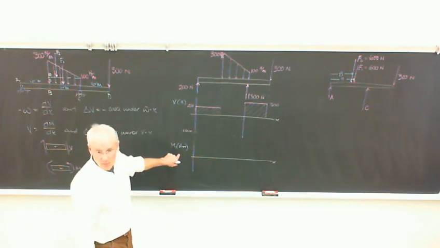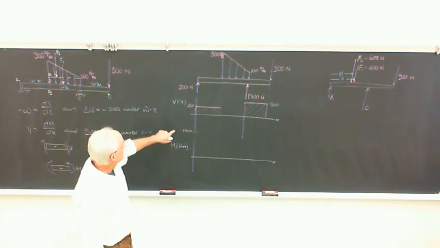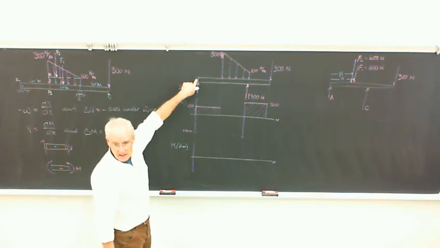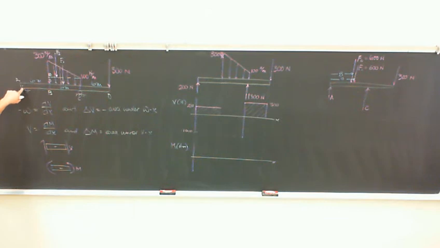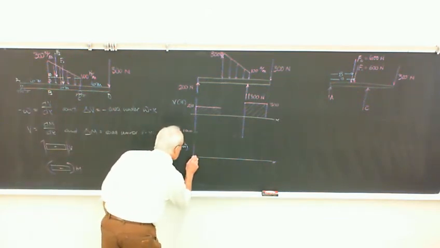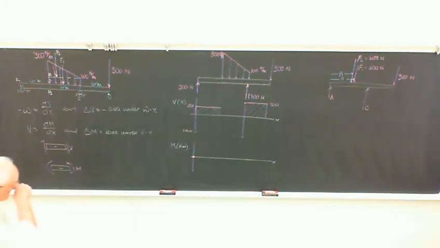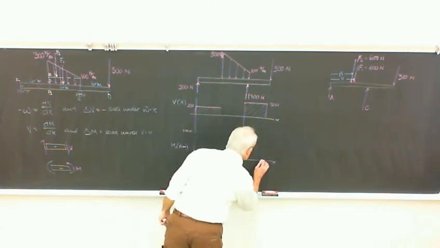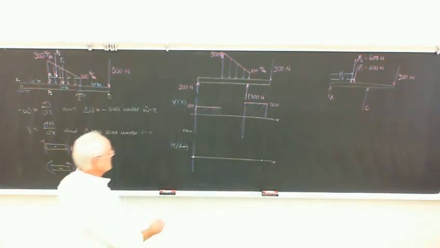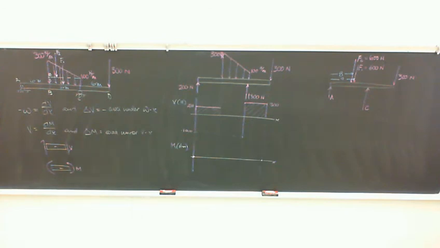Let's see what we can figure out on the moment diagram. For example, do we even know what the moment is at any of the points? Do we know what the moment is here? It's zero because it's a simple pinned support, so there can be no moment at that point. What about the other end? Also zero. It's just a free end out there. There's nothing causing it to bend in any way, so no moment would be there. So we've got those two points.